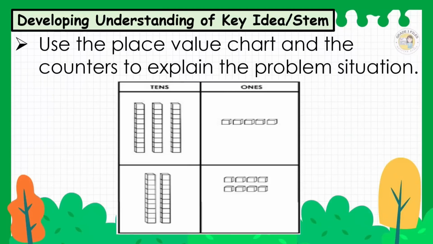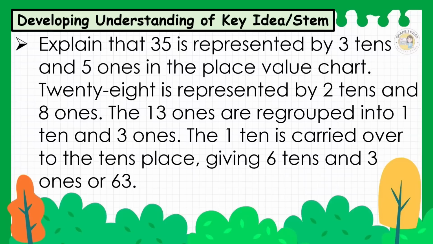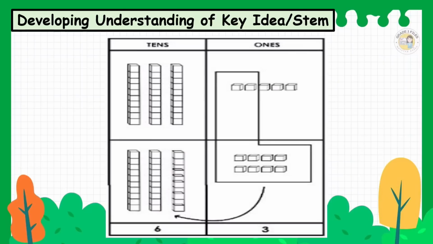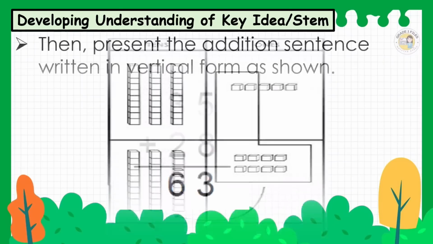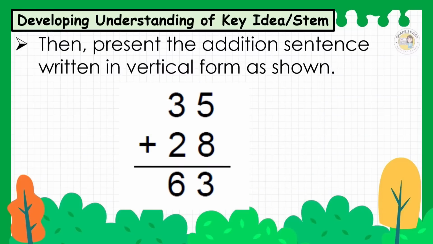Use the place value chart and the counters to explain the problem situation. 35 is represented by 3 tens and 5 ones in the place value chart. 28 is represented by 2 tens and 8 ones. The 13 ones are regrouped into 1 ten and 3 ones. The 1 ten is carried over to the tens place, giving 6 tens and 3 ones or 63. Then, present the addition sentence, written in vertical form as shown.